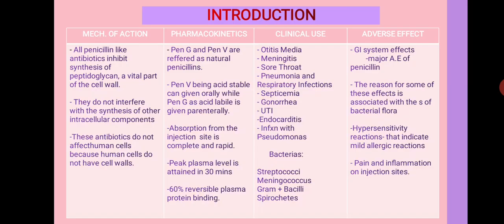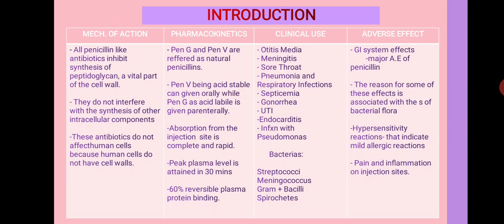For the mechanism of action, pharmacokinetics, clinical use, and adverse effects: under the mechanism of action, penicillin prevents the synthesis of peptidoglycan, which is a vital part of the cell wall. Also, they do not interfere with the synthesis of other intracellular components, and do not affect human cells because we have no cell walls, unlike bacteria.